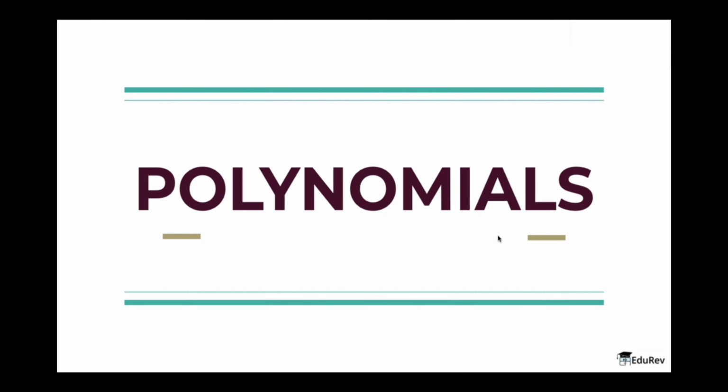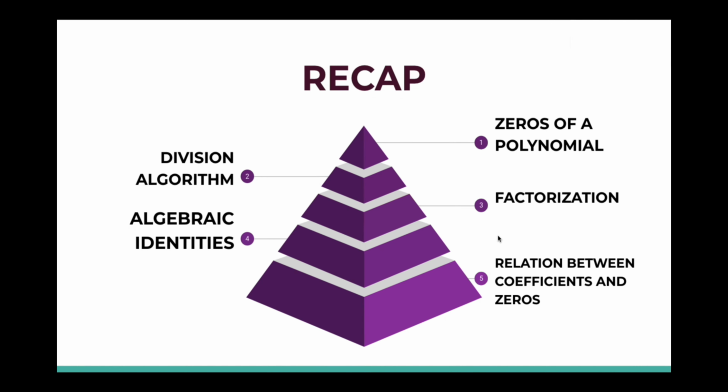I hope you remember what we studied in the previous lectures about polynomials. And let's start doing some questions. But before doing that, let's just recap. So we studied about zeros of a polynomial, division algorithm, algebraic identities, factorizations, and relationship between coefficients and zeros. I hope you remember now what all topics we studied.